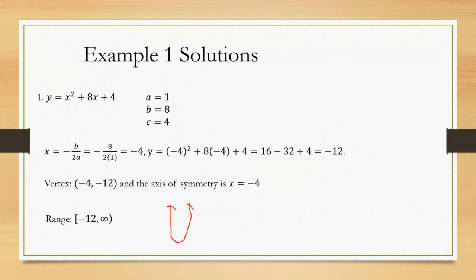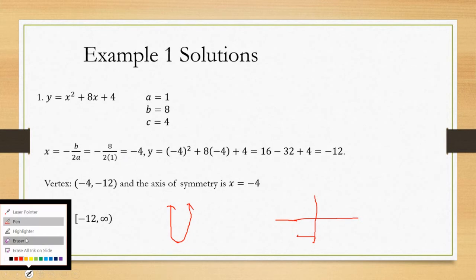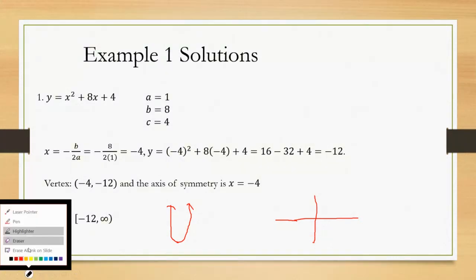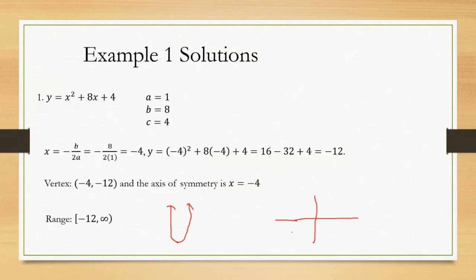And not only that, if we were to think about where the vertex is, it's minus 4, minus 12. So we know that the vertex is somewhere down here. Negative x, negative, whoa, sorry, let me fix that. So it's somewhere down here.